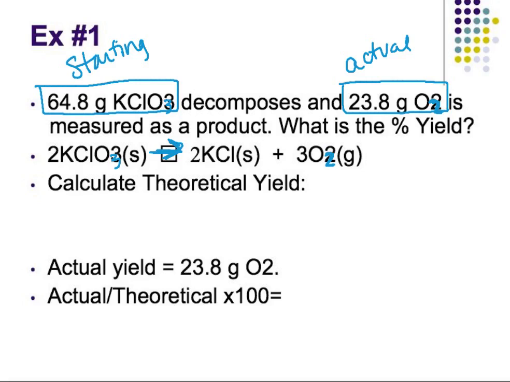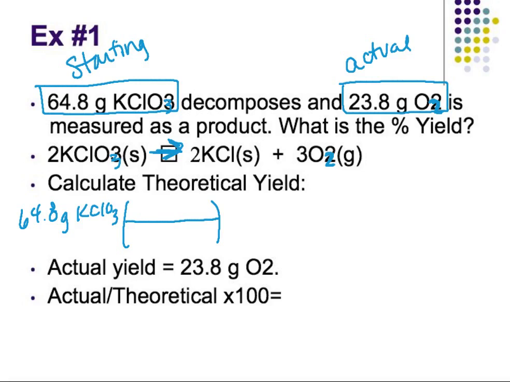Pause the video now and try out your theoretical yield problem on your paper. Pause now. All right, so you should have done the problem already, and now you're coming back, and here we go. So 64.8 grams of KClO3 are going to be converted into moles in the first step, and those moles, oh, hold on one second, I need my calculator. Okay, got it.